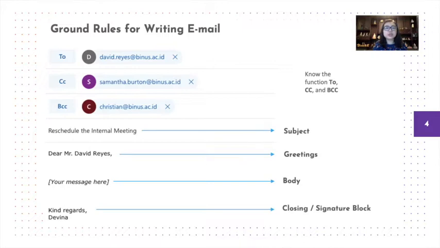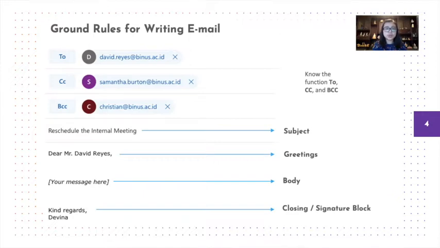Now here are some ground rules for writing an email. First things first, you need to know the email address of the receiver of the email. Put it in the To field. There will also be two sections, CC and BCC. You need to know the difference. With the CC, you usually would like to put your supervisor, the one who will know the flow of the communications that you have with the other receivers. The BCC you usually use if you would like to send an email to a large group of people, but you wouldn't like them to know each other's email address. So use BCC in this kind of context.